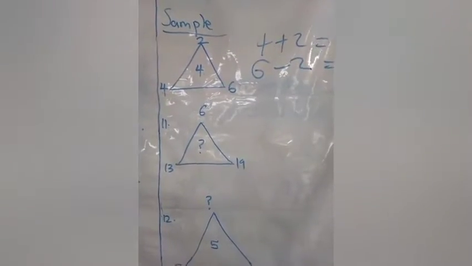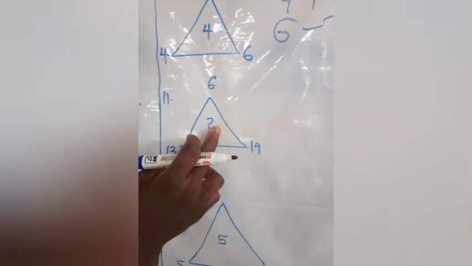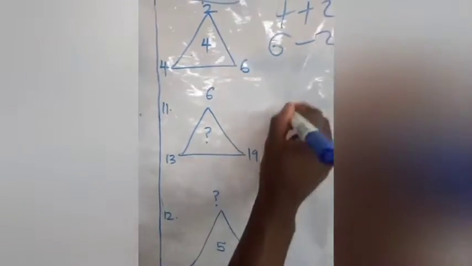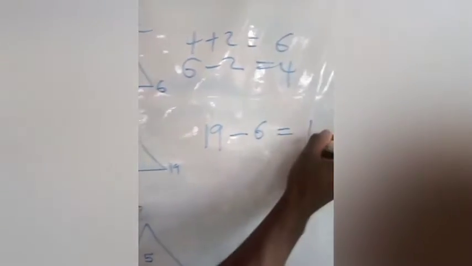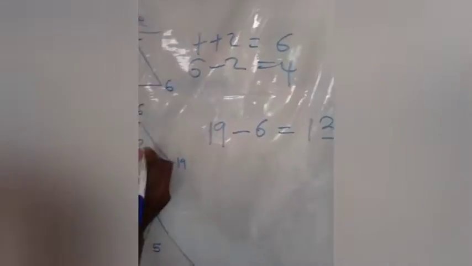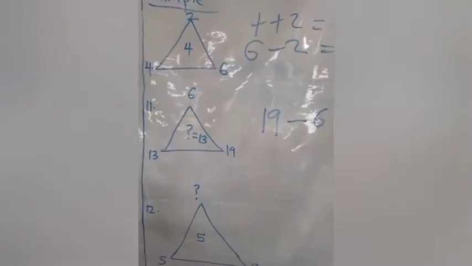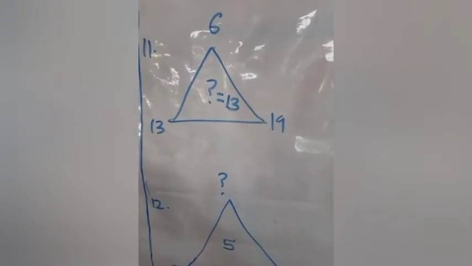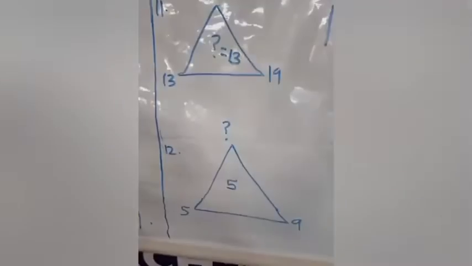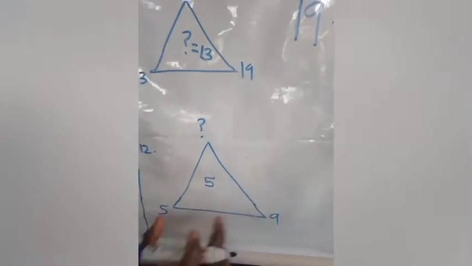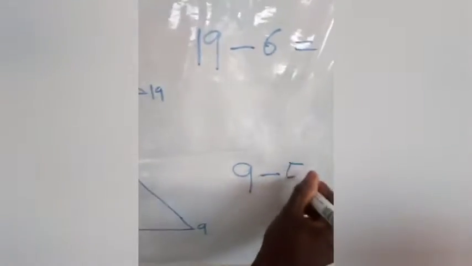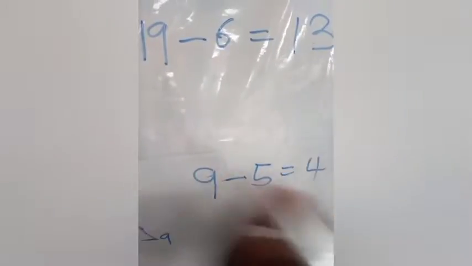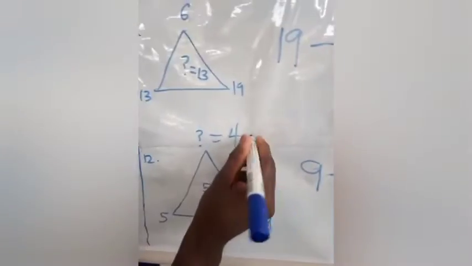So question 11, to obtain the middle figure, simply put, 19 minus 6 gives us what? 13. So this becomes 13. Question 12, we have to obtain the value here. So we just have to subtract 5 from 9. 9 minus 5 gives us 4. This becomes 4.